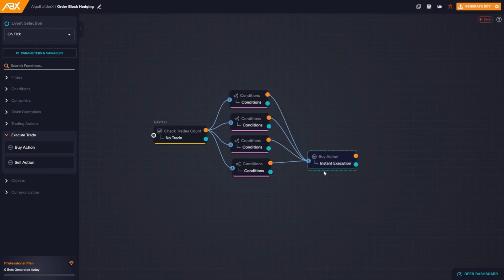There is just one more thing. When the price crosses a line and a buy is opened, the line must be removed, otherwise it would remain drawn. To do this, we use the delete object block and delete the respective line for each condition block.